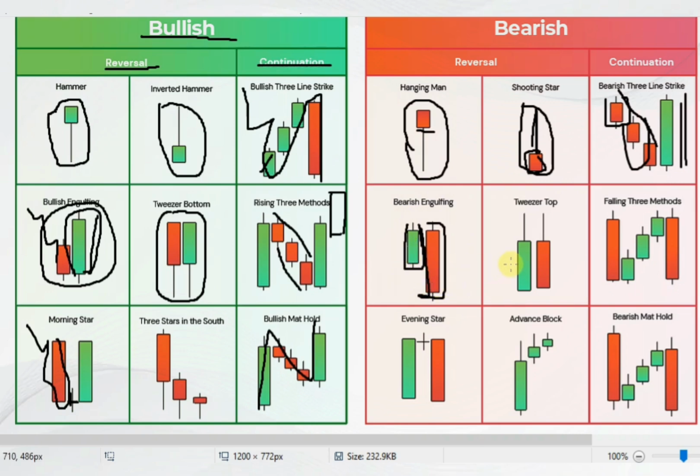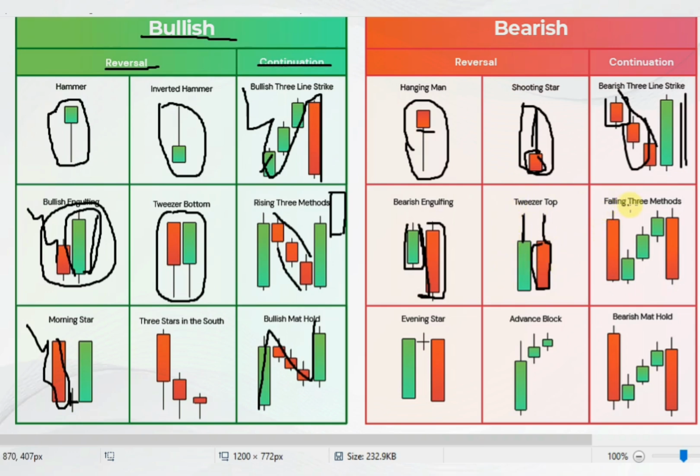Okay, so we have the tweezer top, which indicates selling pressure as well. You see that there was a green candle, but the sellers pushed the candle further down. The buyers came up here, the sellers also pushed the candle further to the downside, and we were able to close below the open price. So this also indicates selling pressure.